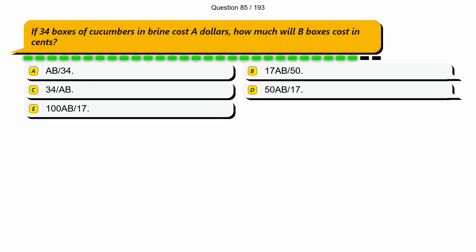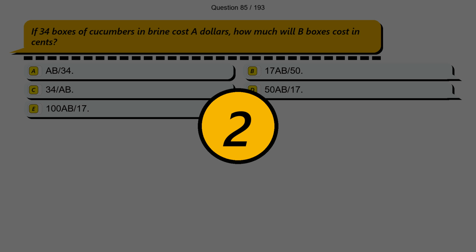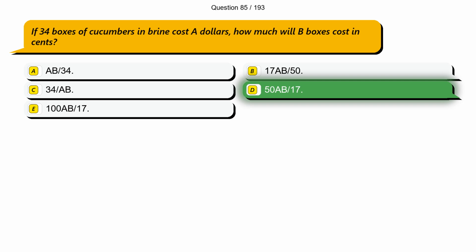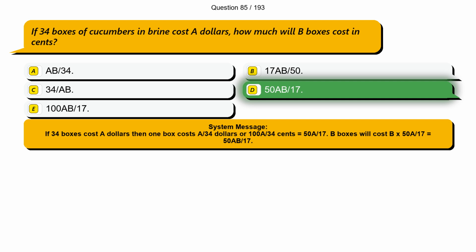Question 85. If 34 boxes of cucumbers and brine cost $1, how much will B boxes cost in cents? Option A, AB/34. Option B, 17 AB/50. Option C, 34 AB. Option D, 50 AB/17. Option E, 100 AB/17. The correct answer is option D, 50 AB/17. If 34 boxes cost $1 then one box costs 100/34 cents, which equals 50/17. B boxes will cost B x 50 A/17 equals 50 AB/17.